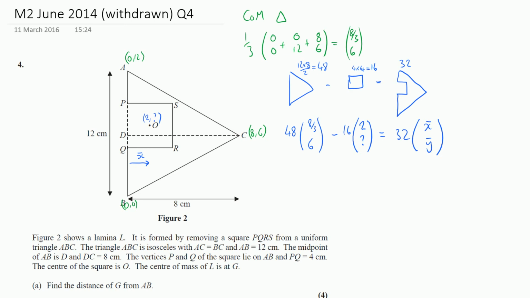Now as I say, we're only interested here in the x coordinates, so let's just do 48 multiplied by 8/3 minus 16 multiplied by 2 is equal to 32 x bar, which tells me that 96 is equal to 32 x bar, or that x bar is equal to 3. So here I have my answer for the first question, which is 3 centimetres.